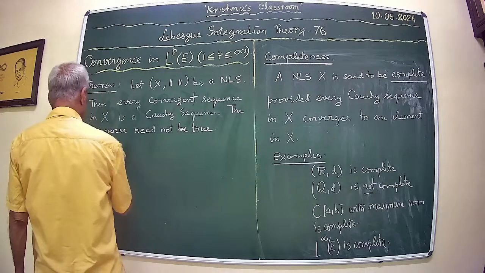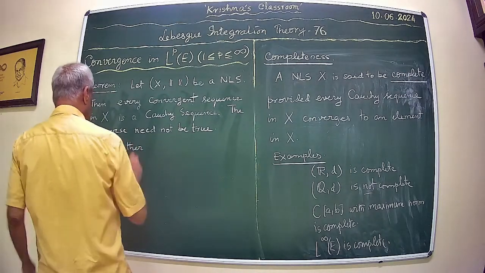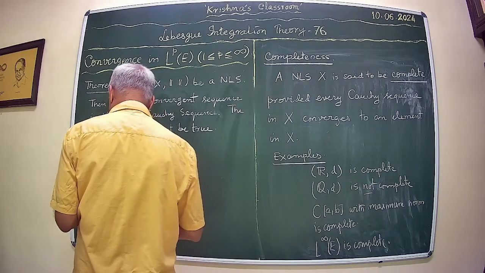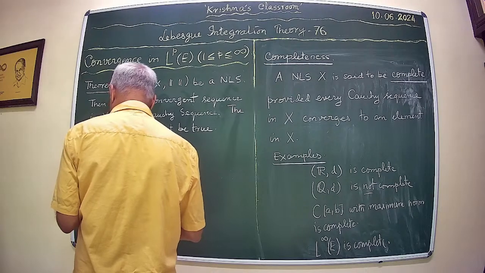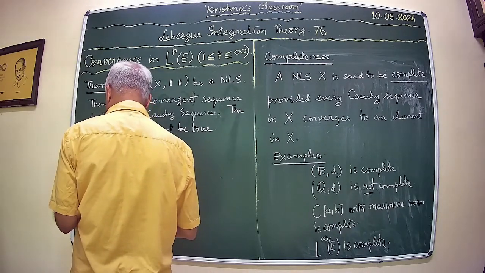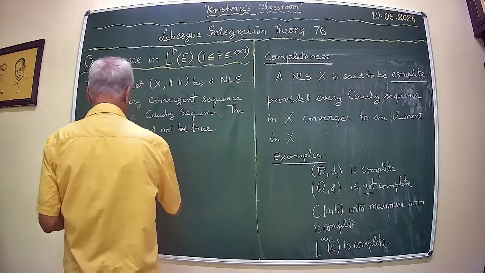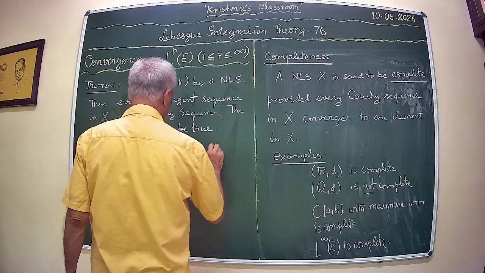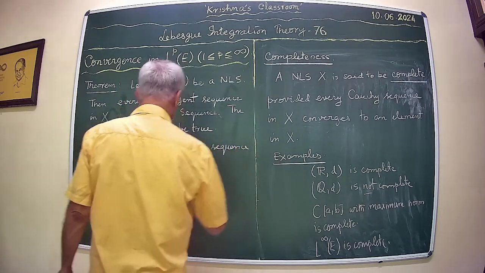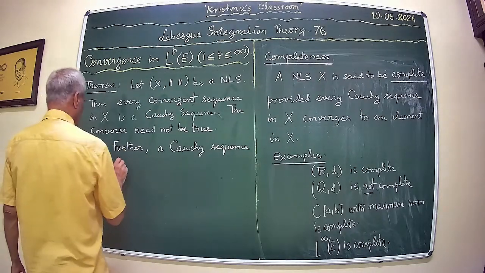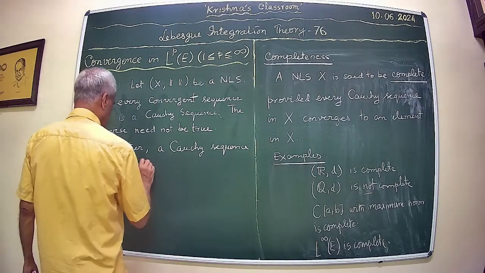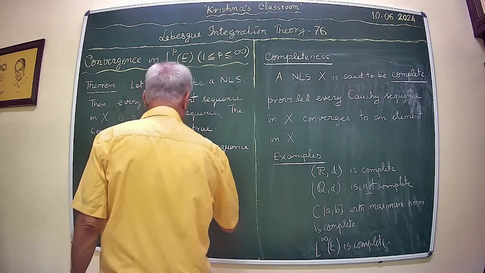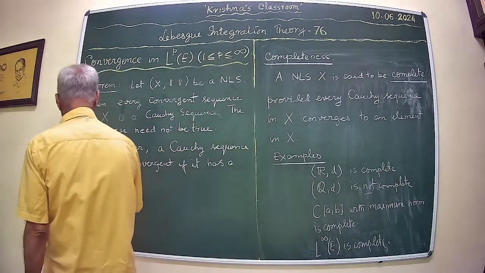Further, a Cauchy sequence in X is convergent if it has a convergent subsequence.